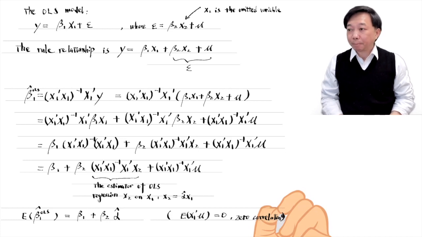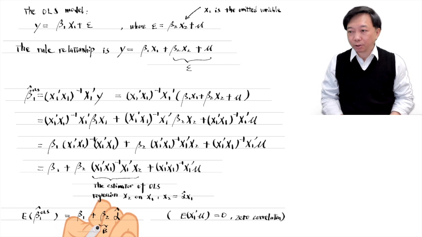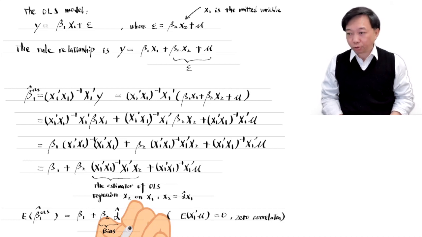Therefore, the expectation of the OLS estimator beta 1 hat equals the true value beta 1 plus a bias term. The term beta 2 times alpha hat is the omitted variable bias. The variable x1 is said to be an endogenous variable.